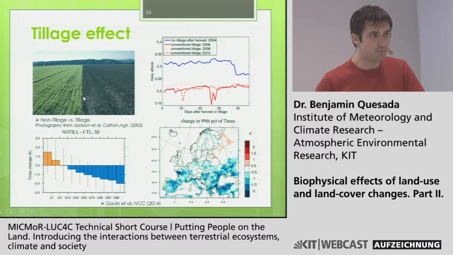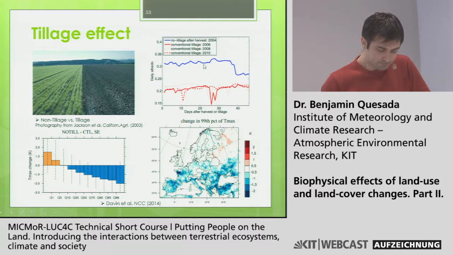So what is the impact of the tillage in Europe? This is a recent study from Davin et al. in Nature Climate Change in 2014. And this is exactly what we see there in the curve. In blue we have no tillage, so this field. And we see that with tillage we have a darker albedo, so lower albedo, with a difference of 0.1.